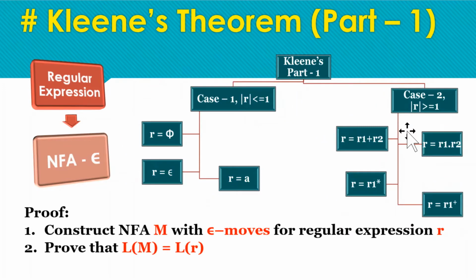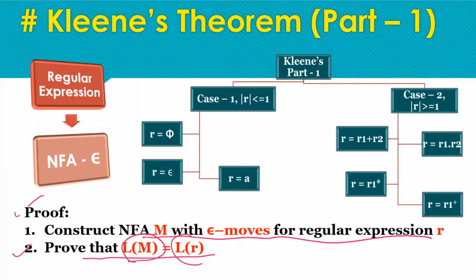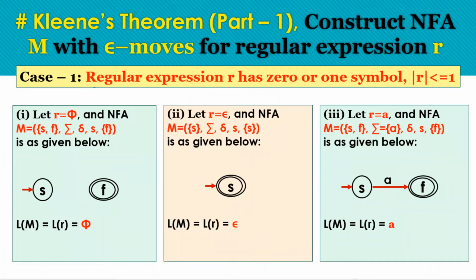For the proof of Kleene's theorem, once we construct the machine M corresponding to the regular expression R, we prove that the language of the machine is equal to the language of the regular expression. So the language of the regular expression is also accepted by the NFA with epsilon moves that we constructed corresponding to the regular expression R. That is an overview of Kleene's theorem part 1.